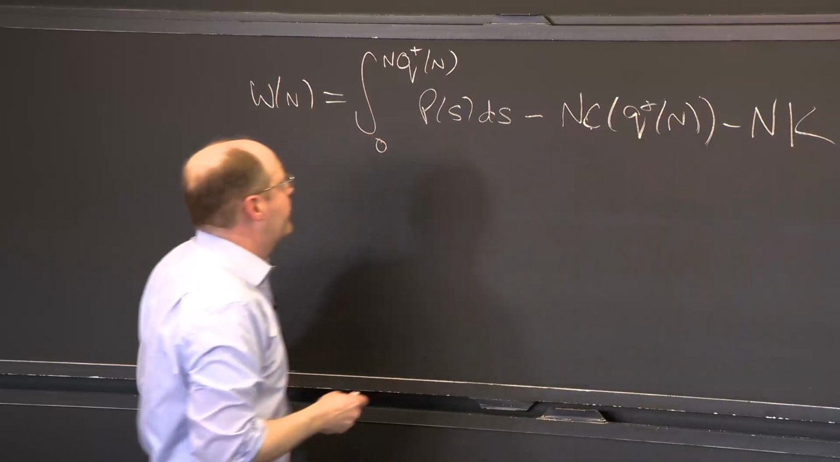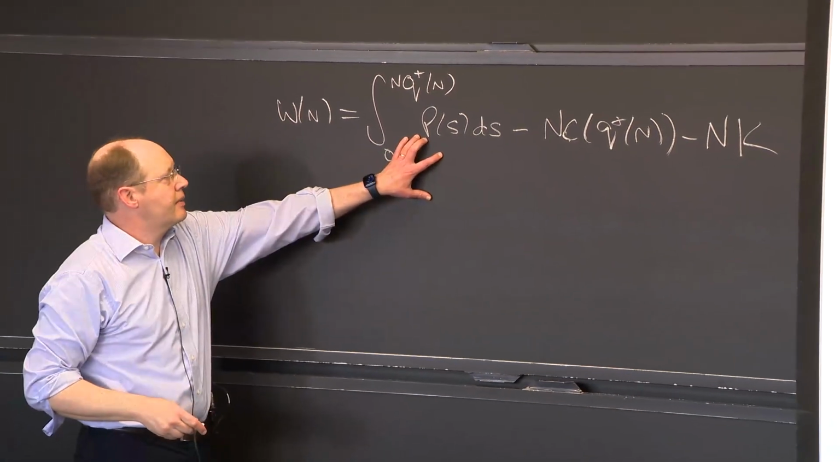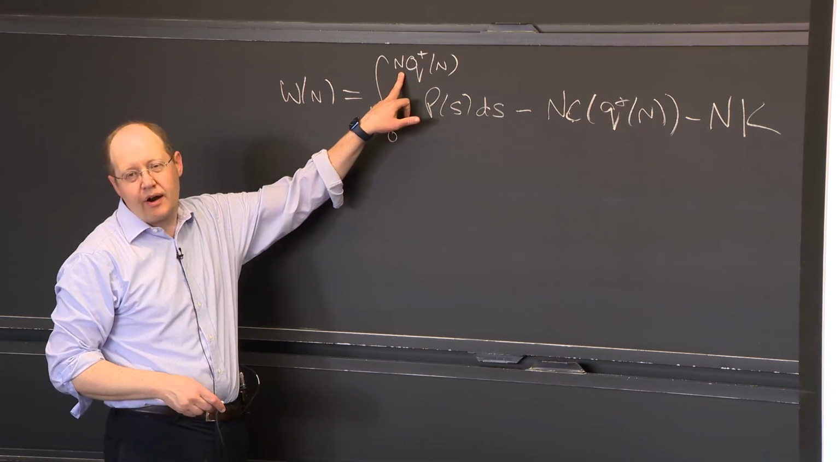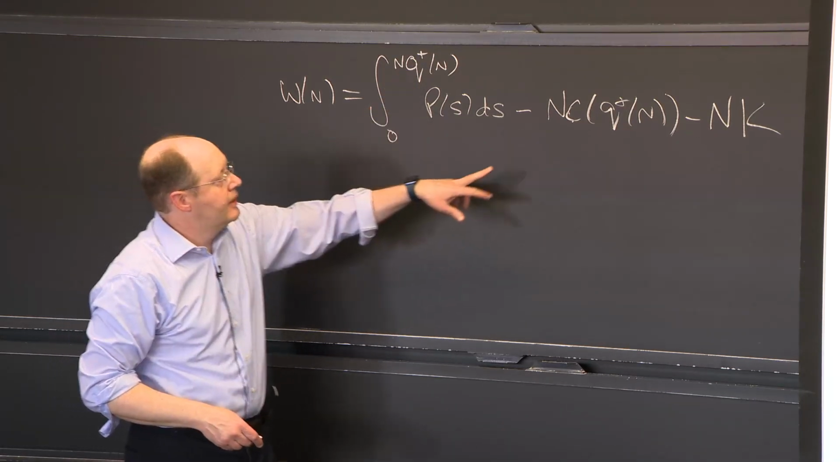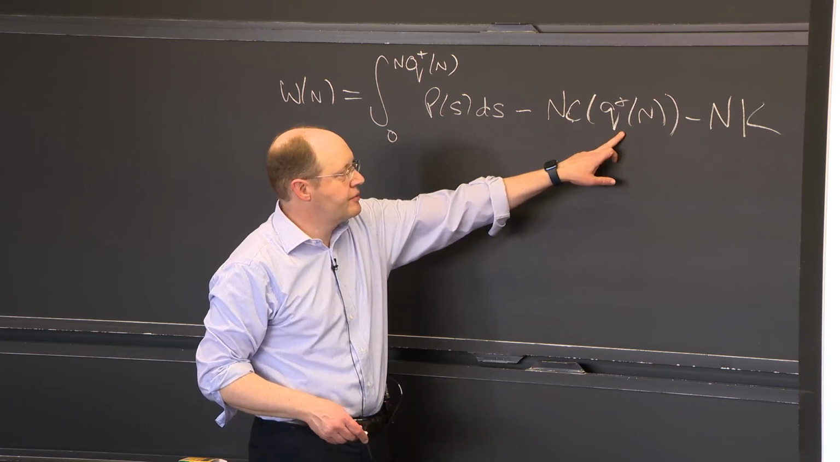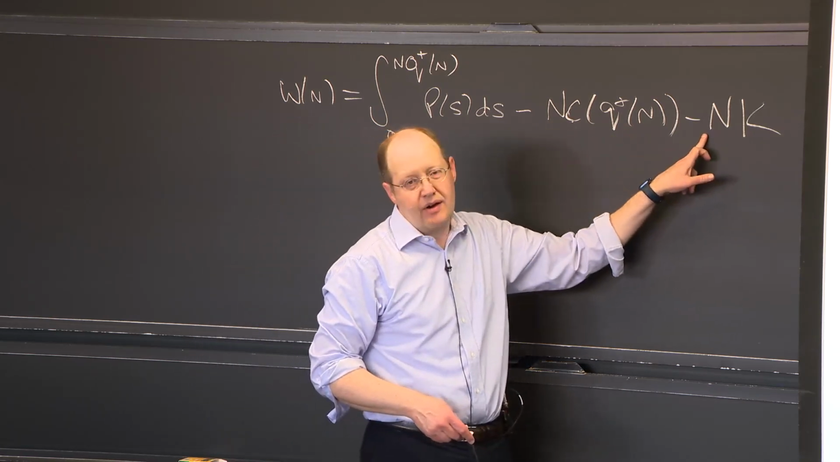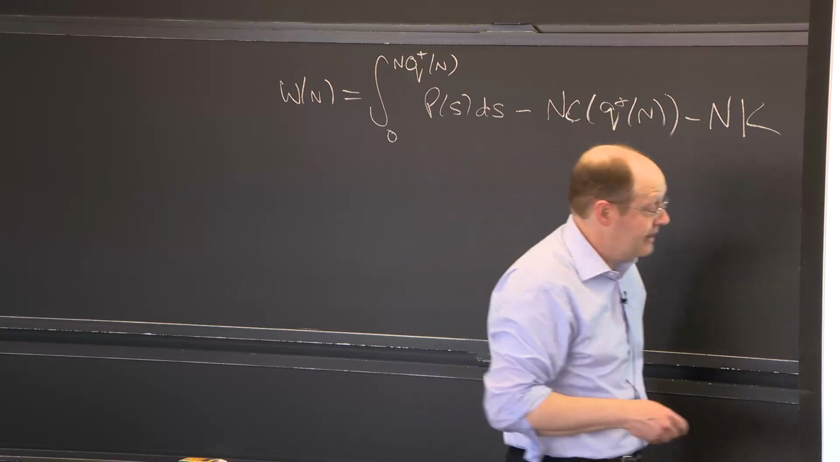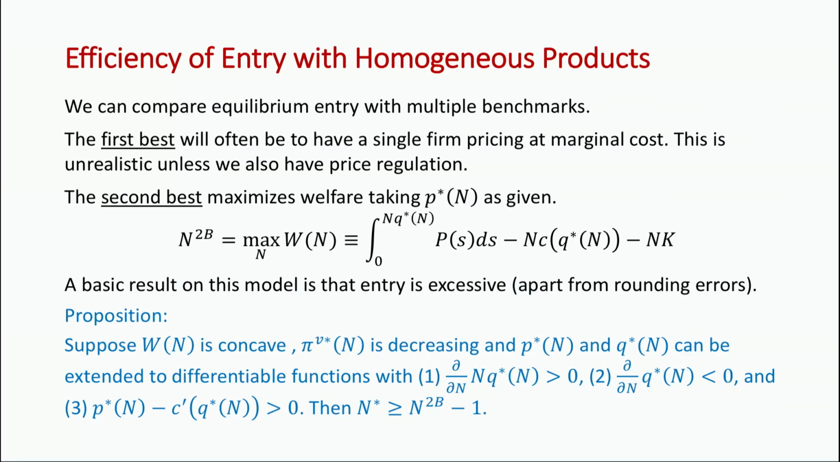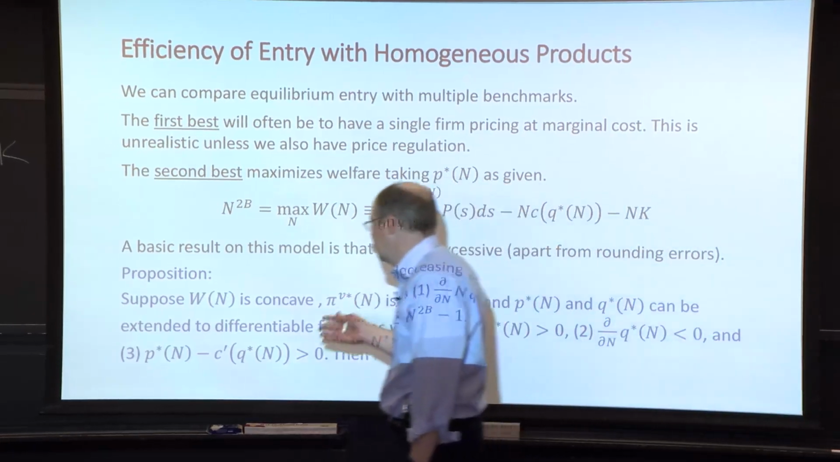Okay, so if you have n firms, this is the gross surplus produced by firms producing total quantity n q star of n. This is the total production costs incurred when each of n firms produces quantity q star of n, and these are the fixed costs. Okay, so we want to maximize that. So the first theorem is that in this model with homogeneous goods, entry is always excessive. So we do get too many firms in markets. We would like to restrict it. Why? And here's a theorem.